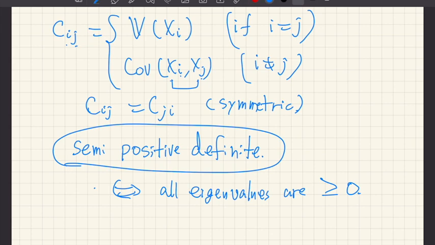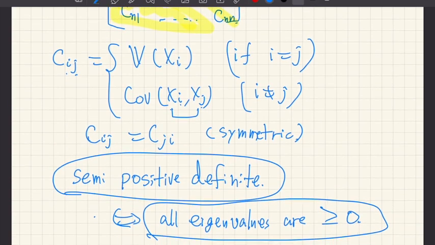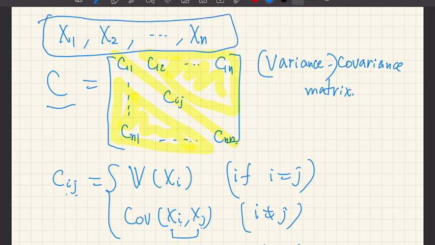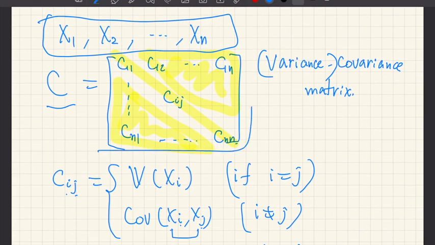Actually, the definition of positive semi-definite is a little bit more involved, but in essence, it means this: all eigenvalues are non-negative. So, in a sense, the variance-covariance matrix extends the concept of variance to multiple random variables. Remember, the variance of one random variable cannot be negative. Similarly, the eigenvalues of the variance-covariance matrix cannot be negative.